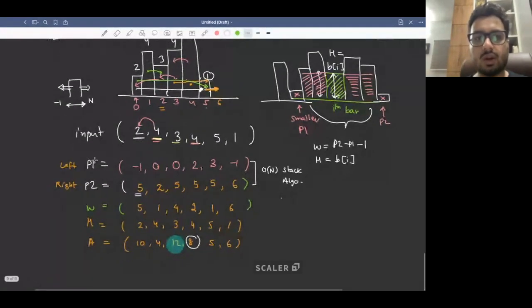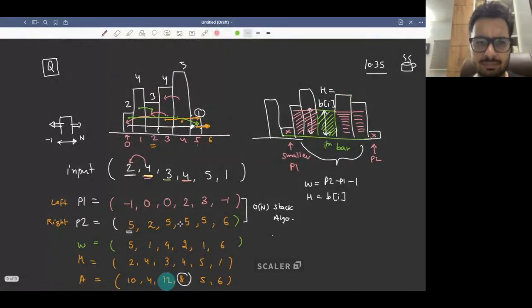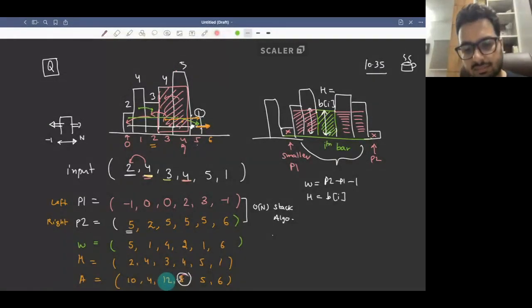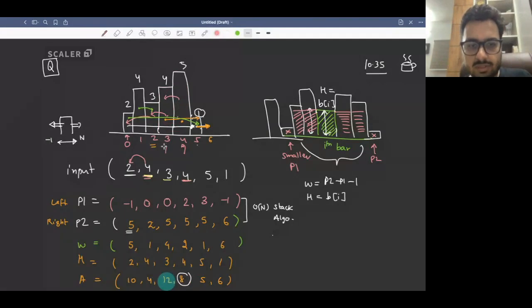Good. Okay, how do we interpret this 8? What does this 8 really mean? So 8 really means that if you want to include this fourth index, which has a height of 5, the maximum area that you will be able to form is nothing but this rectangle. That is 4 into 2, and that is this area 8. If you include this bar, right?